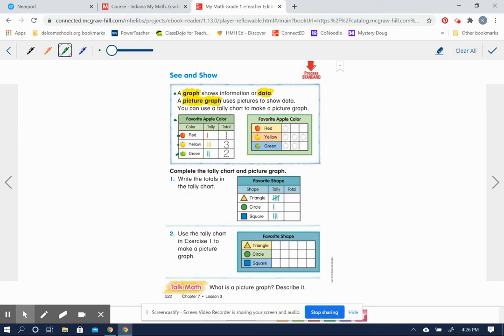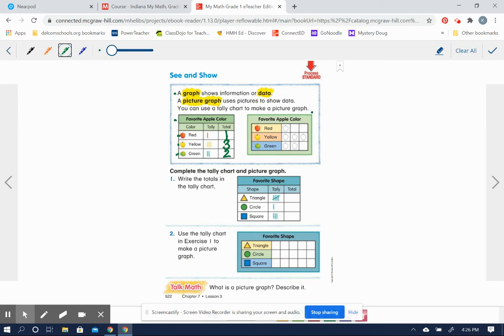So they have asked people, and there's one tally mark by the red apple, so only one person voted for their favorite color being red apple. And 3 people said that their favorite color of apple was yellow. And 2 people said green. Okay, so remember how we did some tally marks and so on. Well, now we're going to use this information to make a picture graph.